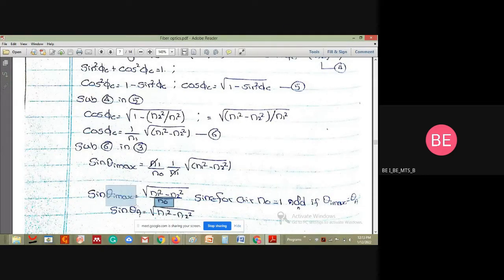Instead of theta I max, we can simply replace it with theta A, and n0 is equal to 1. So this sine theta I max is equal to root of n1 square minus n2 square by n0 will become sine theta A is equal to root of n1 square minus n2 square, right? So this theta A, you call it as acceptance angle. When light ray falls within this angle, it will be totally internally reflected.